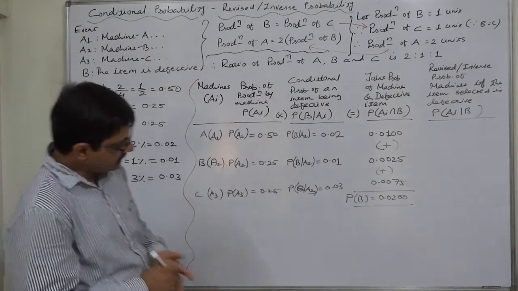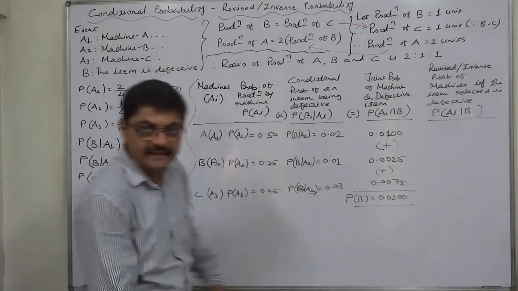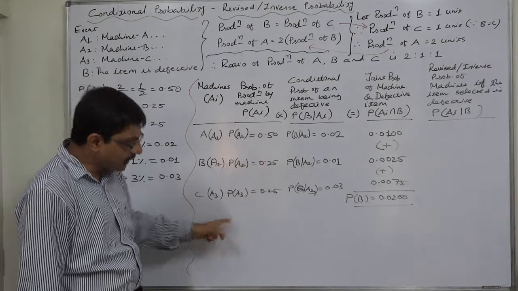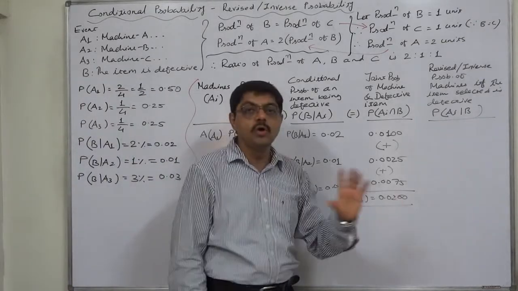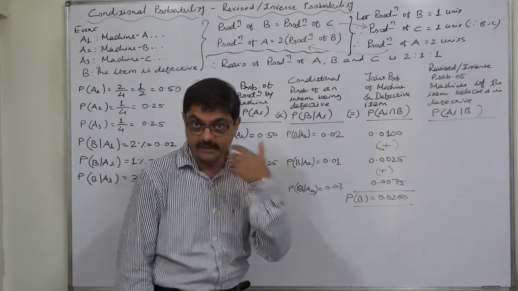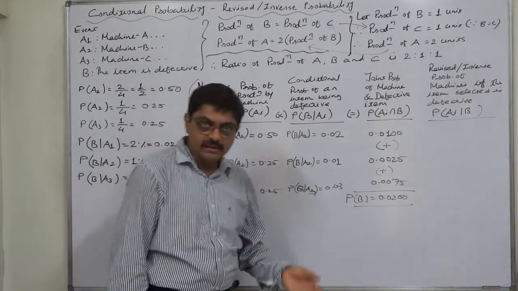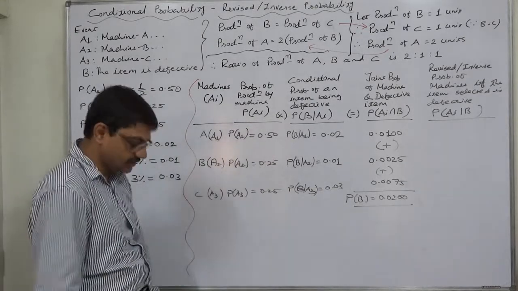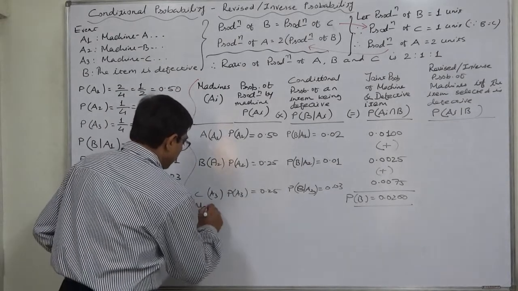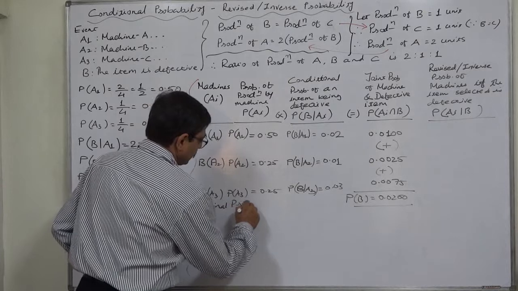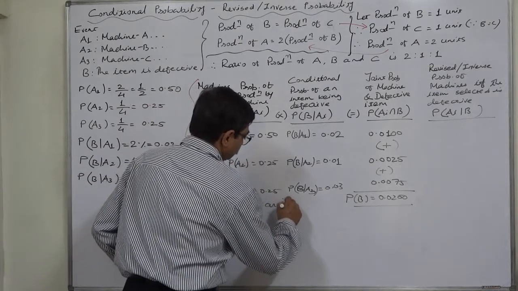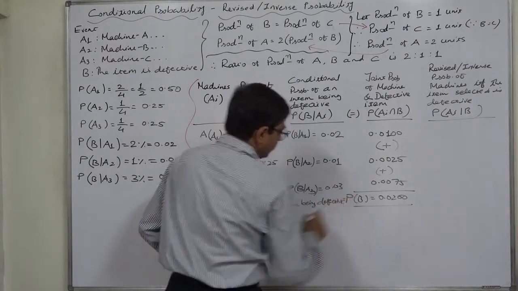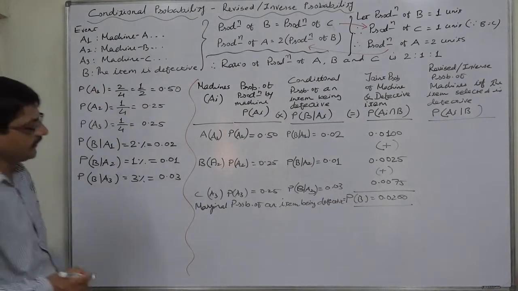The general interpretation can be, if the total production of 10,000 units of the entire factory is taken in this ratio 2:1:1, we can expect that on an average 200 items can be defective. We can expect 200 items out of 10,000 as defective if the total production of 10,000 is in this ratio by 3 machines. So this is the marginal probability of an item being defective. That is P of B, because B is an item being defective.